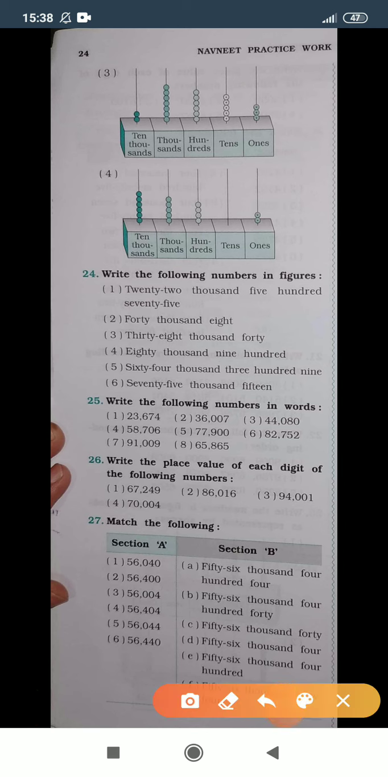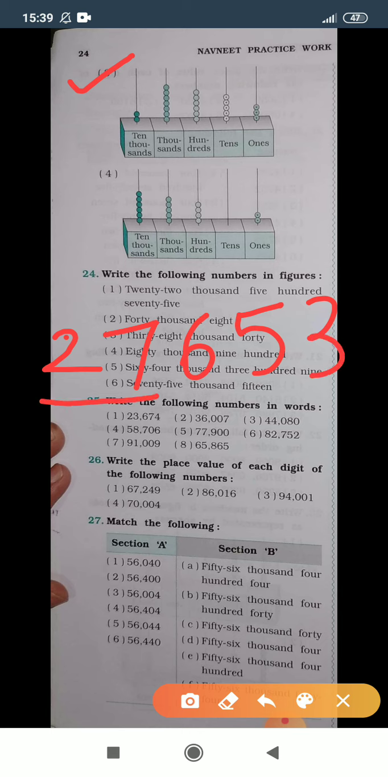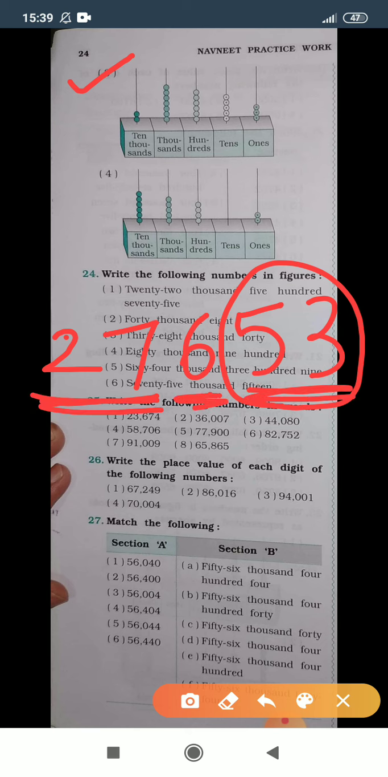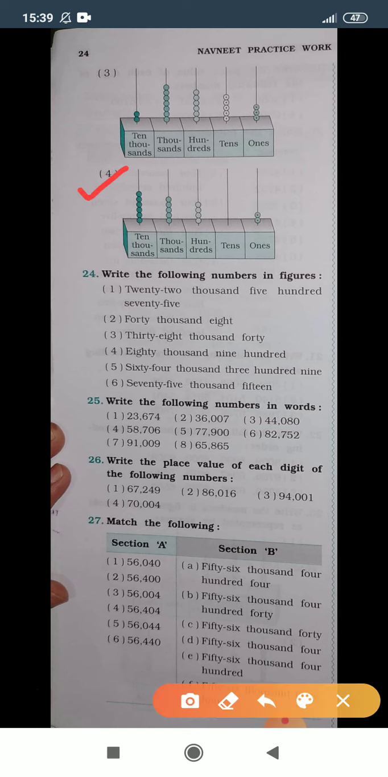So let's see question number 3. First we'll count the beads. In first row 2, in second row 1 2 3 4 5 6 7, in third row 6, in fourth row 5 and last row 3. So as per the place value, 27,653 is your answer. Question number 4 you need to do in your homework.